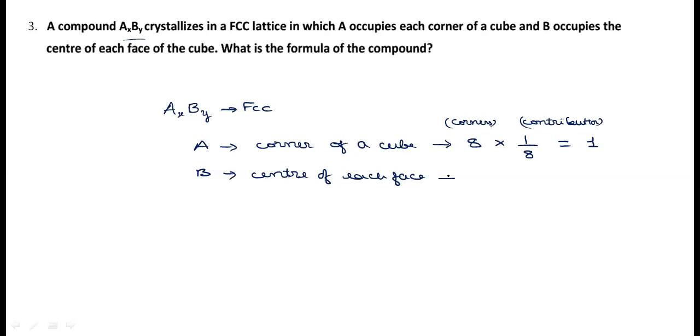Now we know that there will be 6 faces in a unit cell. As each face center is occupied by B, its contribution will be 1/2, hence it is 3. So the simplest formula for the compound is A1B3. One is not required to be mentioned, so you can write the simple formula as AB3, which is the formula of the compound.